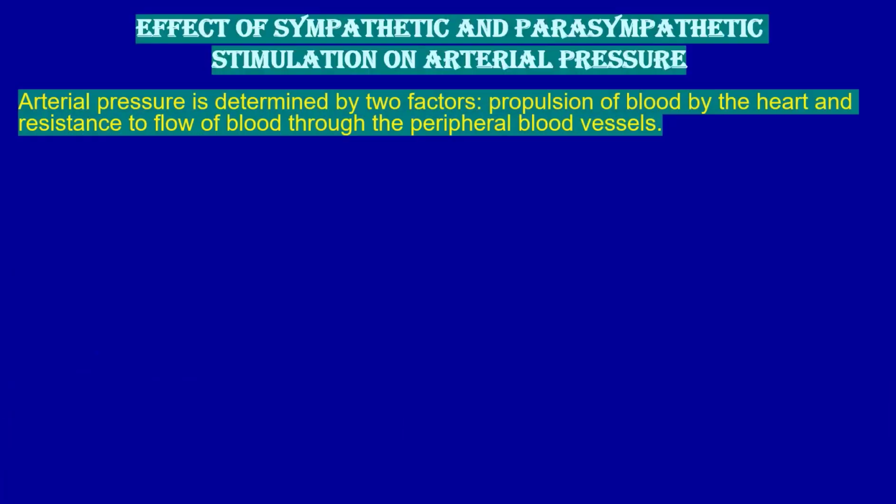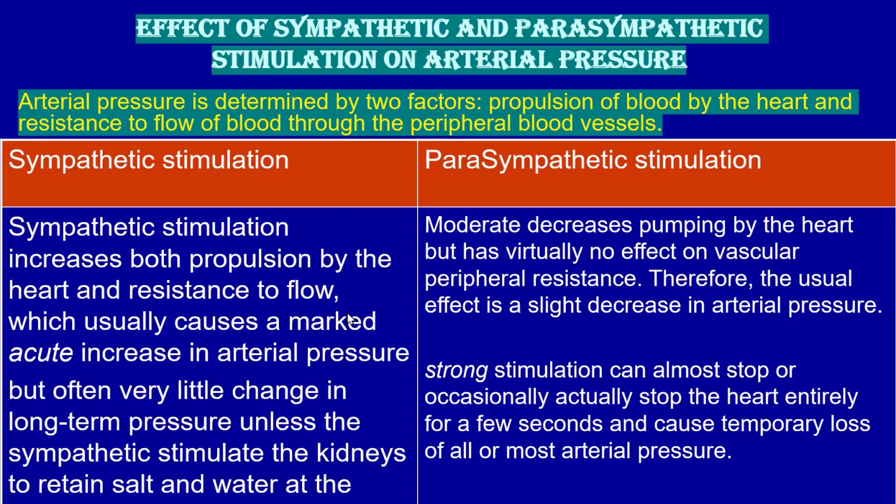Effect of sympathetic and parasympathetic system on arterial pressure. Arterial pressure is determined by two factors: propulsion of blood by the heart and resistance to flow of blood through the peripheral blood vessels. How forcefully the heart pumps the blood and how much resistance is presented by the peripheral blood vessels. So we can determine arterial pressure by these two factors.